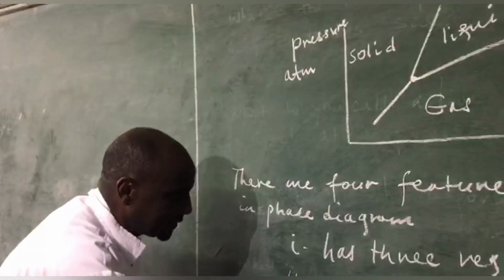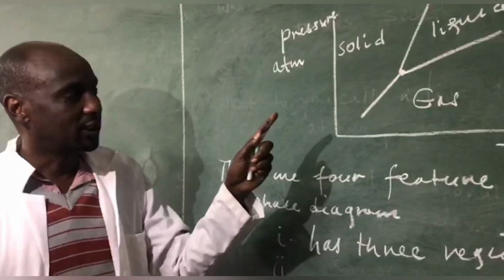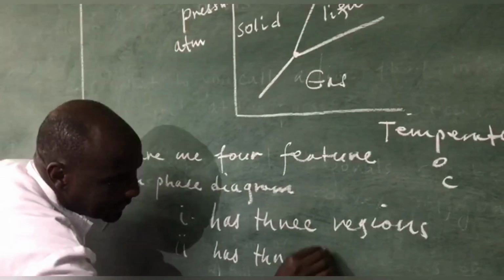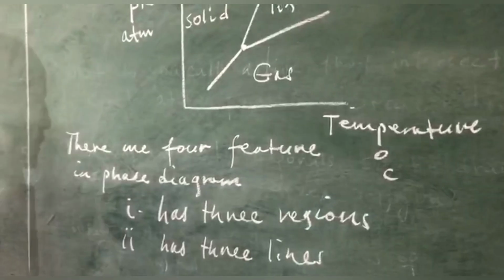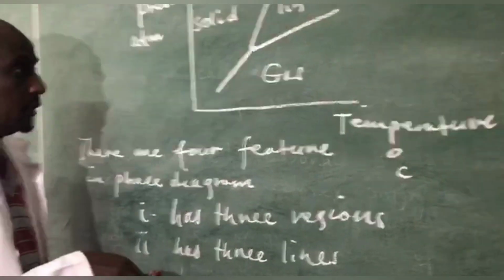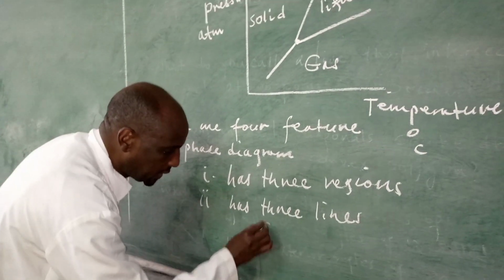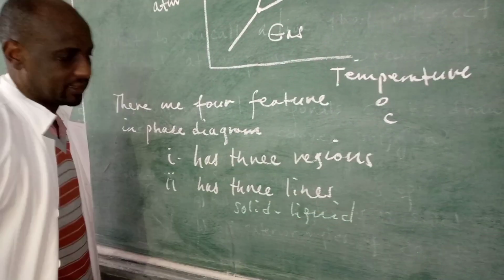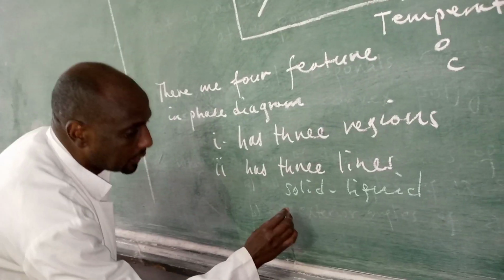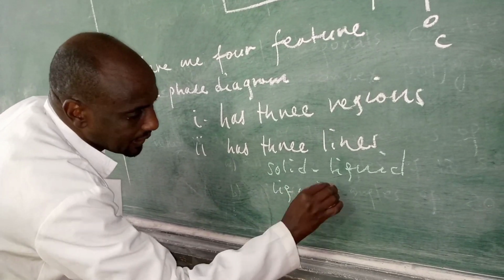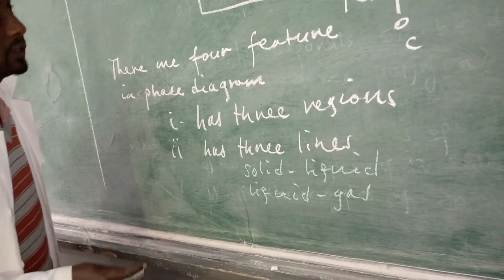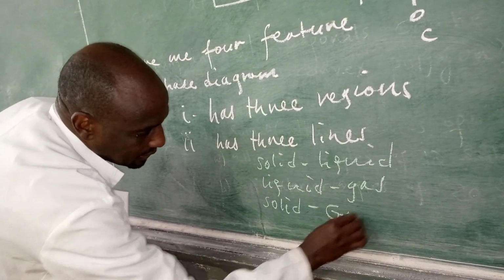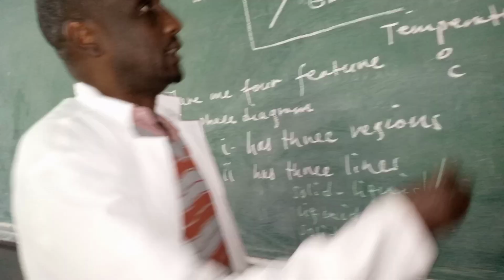And the second one is the phase diagram has three lines, which are the following. These are the solid-liquid boundary, that is a curve. The other one is the liquid-gas boundary line, and the third one is the solid-gas boundary line. Now these are the lines.